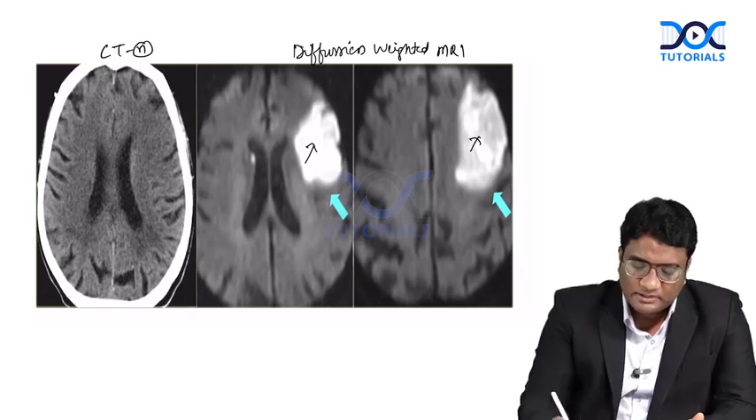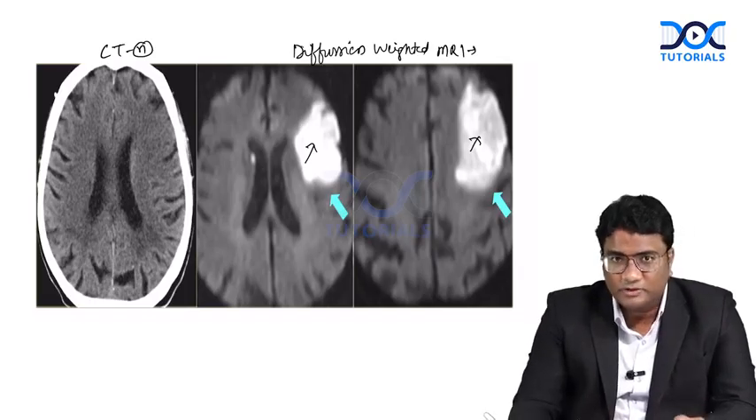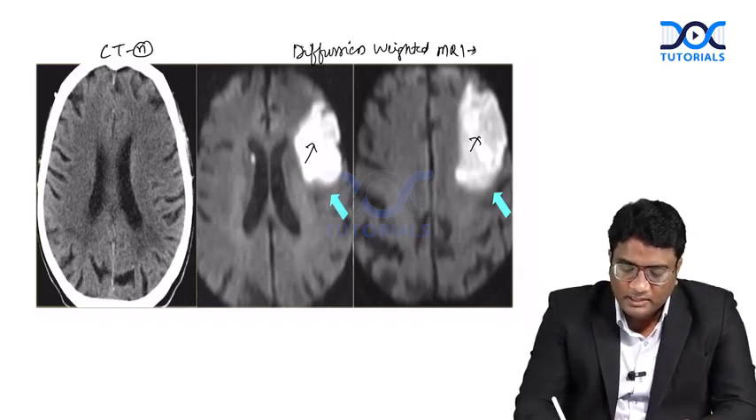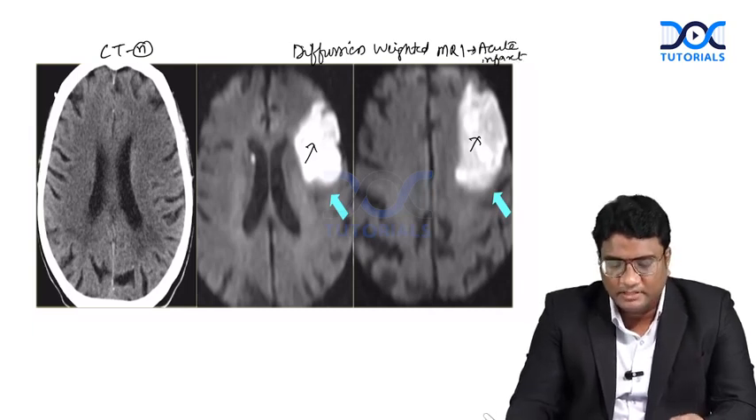territory. So diffusion weighted imaging is the most sensitive investigation to look at acute infarct. So this is usually advised to look at acute infarct. You are seeing this in a left MCA territory. Diffusion weighted imaging is the most sensitive investigation to pick up acute infarcts in your patients.